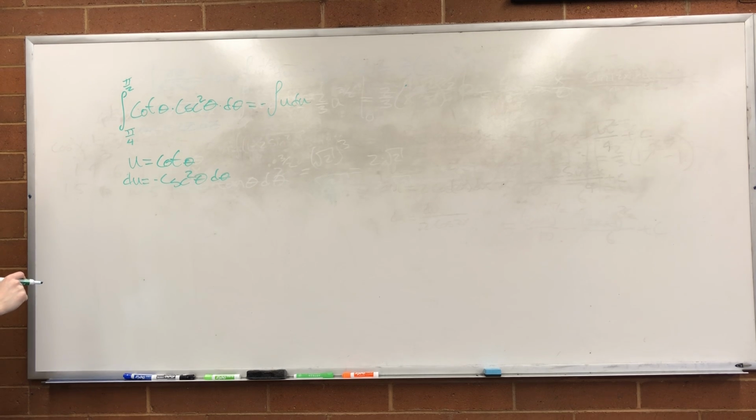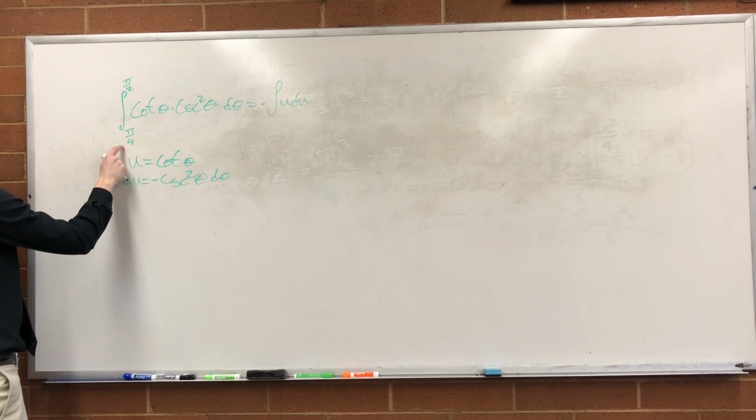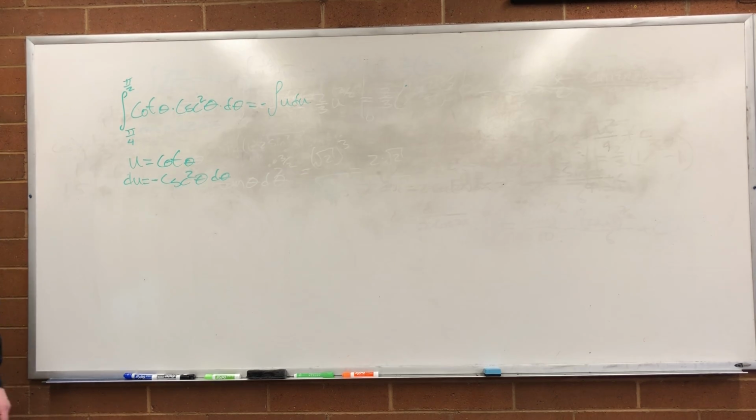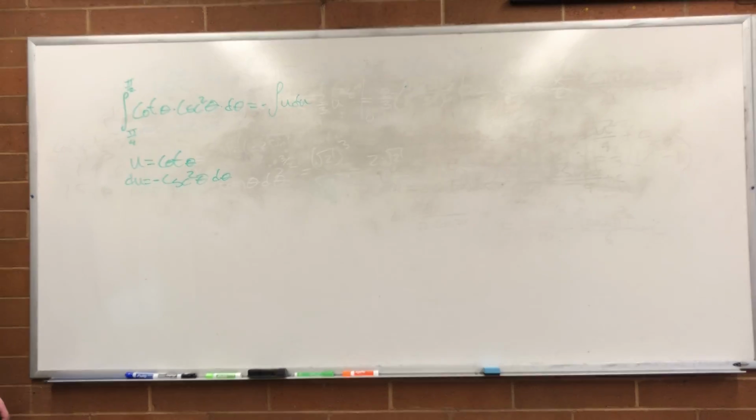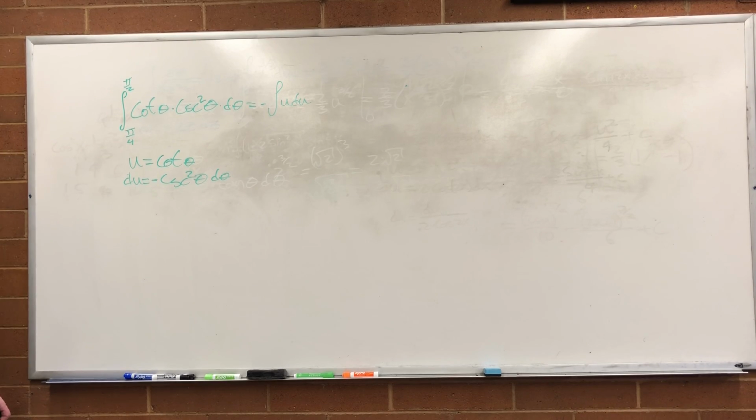And then we change our bounds. When we plug in pi fourths to cotangent, what do we get? What is cotangent of pi fourths?